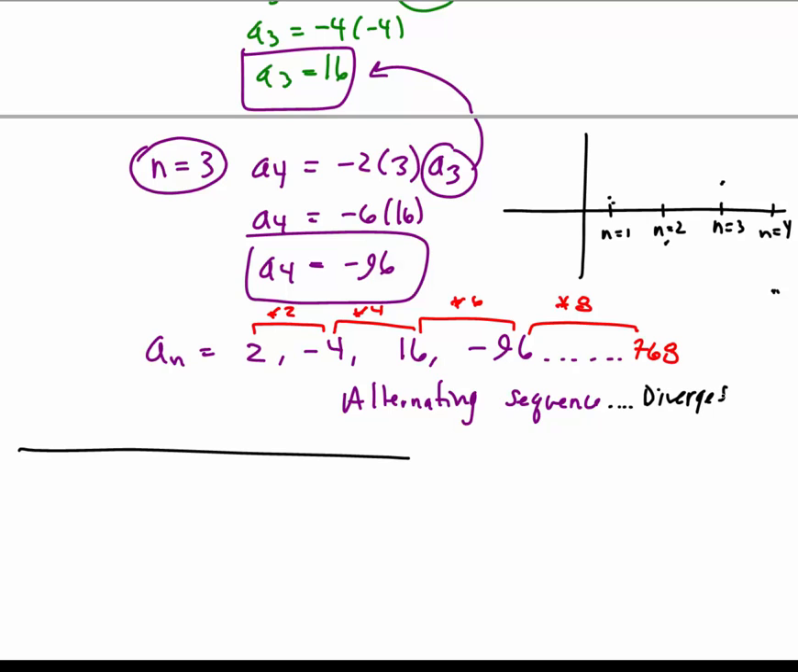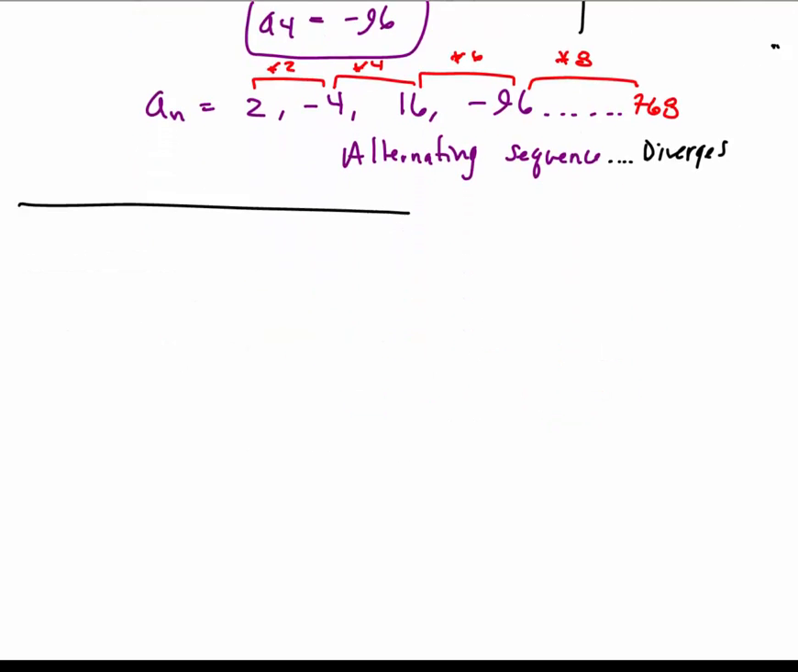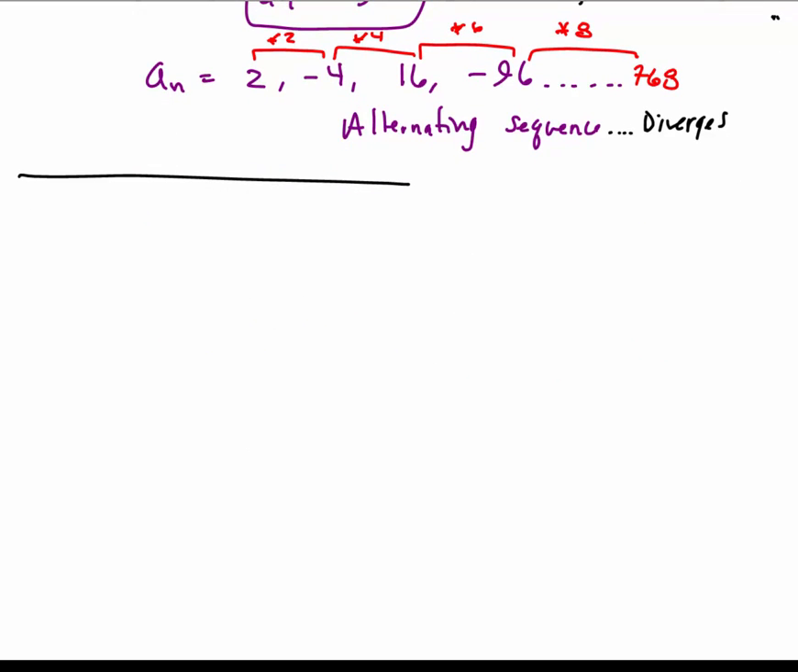Not all alternating sequences will diverge. This one happens to. So when we're looking at sequences, it's important to be able to talk about whether the terms are converging or diverging, and then also to be able to talk about how to define the terms and how to find those terms.